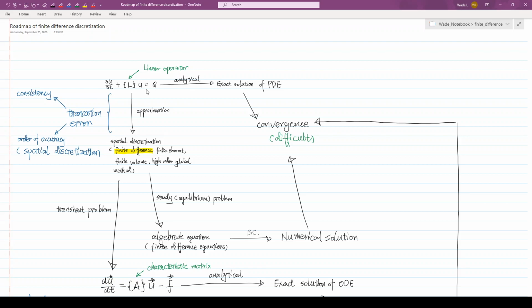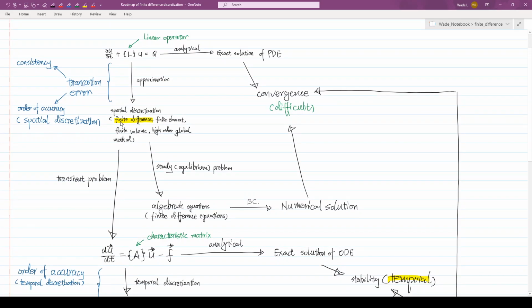First of all, as a very common procedure in mesh-based numerical formulations, we usually discretize this partial differential equation in space using a numerical discretization technique. For example, we could use finite difference method, finite element, finite volume, or high-order global methods. In this series of videos, we only talk about the finite difference method.